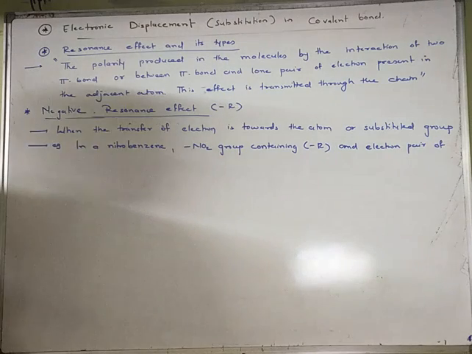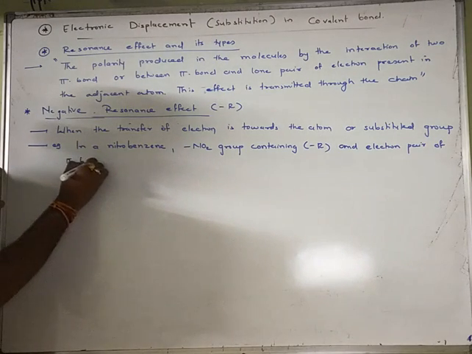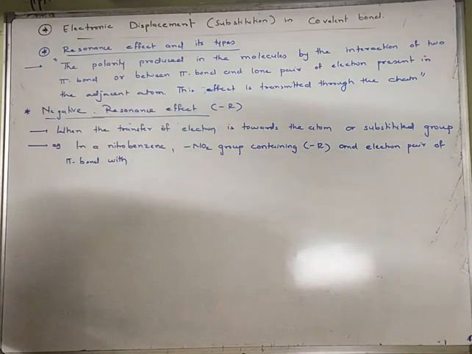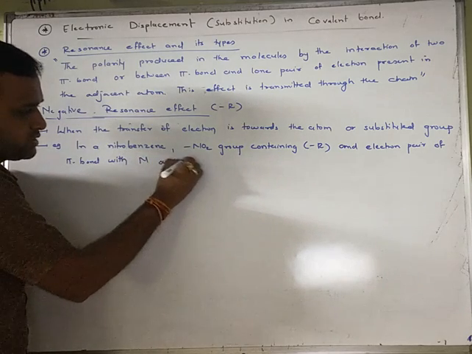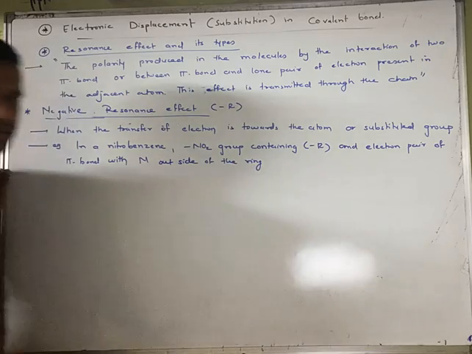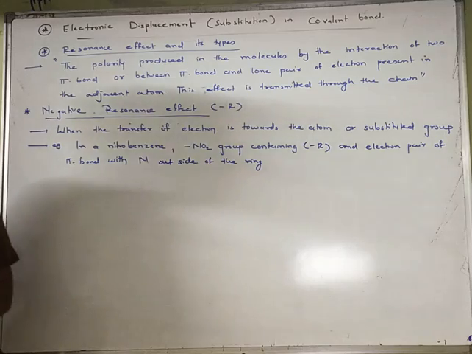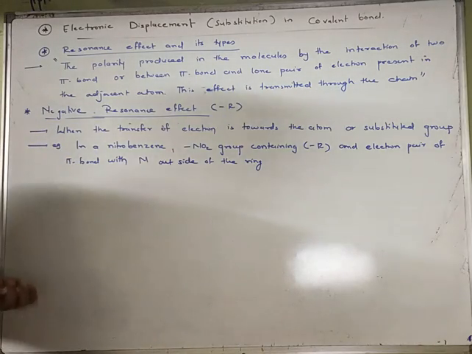The electron pair of the pi bond is with the N outside of the ring. Let us see now, is it clear? Therefore the nitrobenzene molecule becomes polar, and thus we can say that the electron density decreases in the ring.